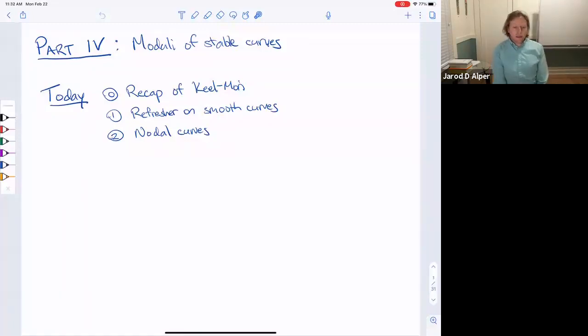And today's focus is mainly on nodal curves. But before that, I would like to give a lengthy recap of the Keel-Mori theorem, and then we'll move on. We'll give a refresher on smooth curves, and then talk about nodes and nodal curves.